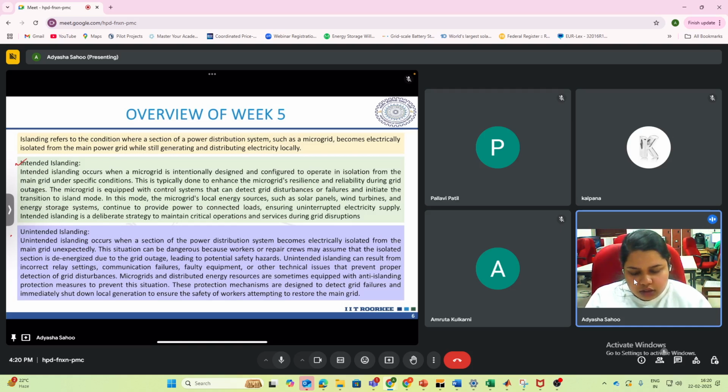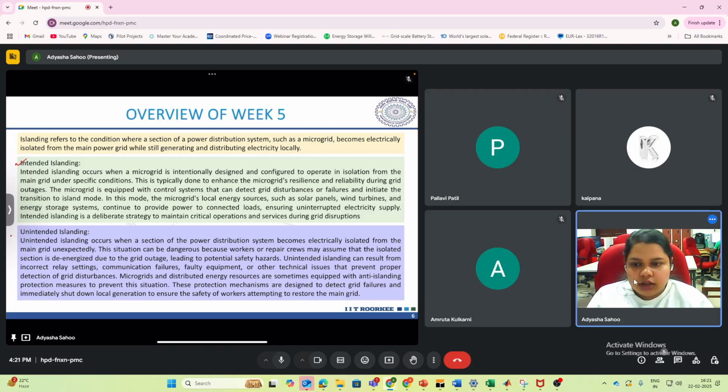Then next is unintended islanding. Unintended islanding is a type of islanding, meaning the microgrid is cut off from the main grid, but here it has not been controlled, due to unexpected conditions. The microgrid has been islanded and it is not in the knowledge of the operator or anyone. So it is a dangerous situation because no one knows that this islanding has taken place. It can lead to various disadvantages.